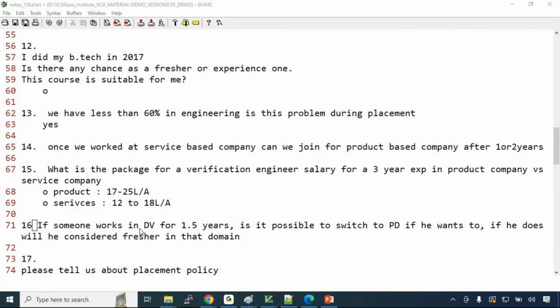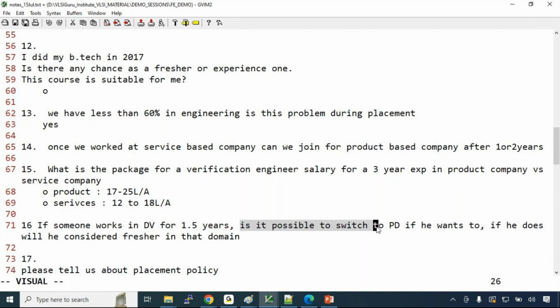Okay. If someone works in DB for 1.5 years, is it possible to switch to PD if he wants to? If he does, will he be considered a fresher in that domain? It is possible, of course. It is possible to switch because even at 10 years, people switch. After 10 years of working in a specific domain, you can switch.